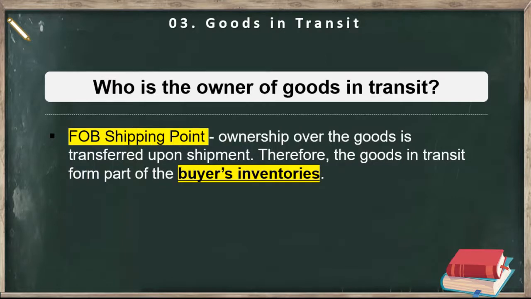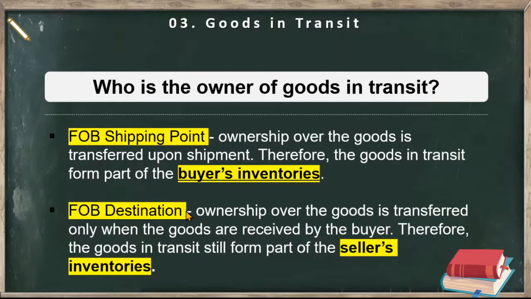This is a specific term wherein the ownership over the goods is transferred upon shipment. That's why it is shipping point. So once the goods are shipped, the ownership is transferred to the buyer. While the goods are sailing and traveling, the owner of the inventory is the buyer because the ownership is transferred upon shipment.